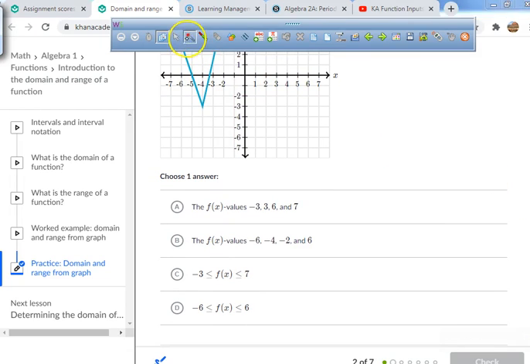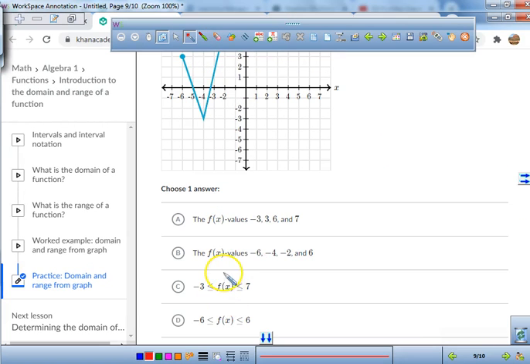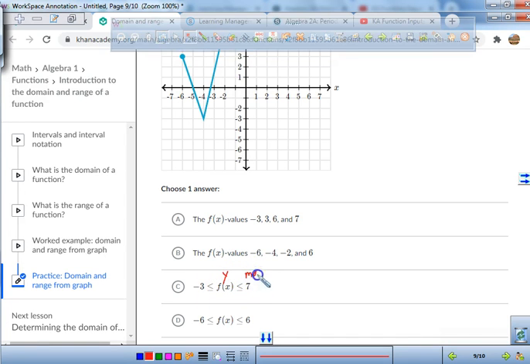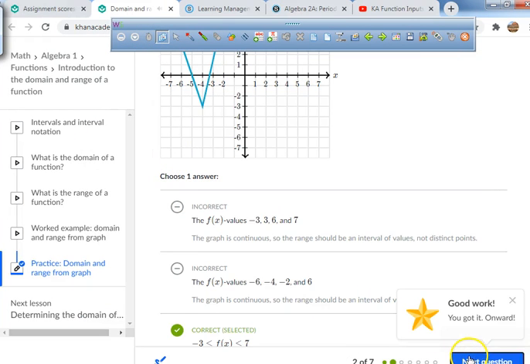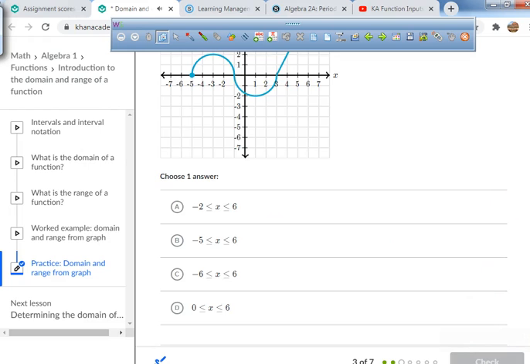And look, what did I say sometimes they're going to use? Function notation. So what does f of x mean? It means y. So there's your max, and there's your minimum right there. Very easy.